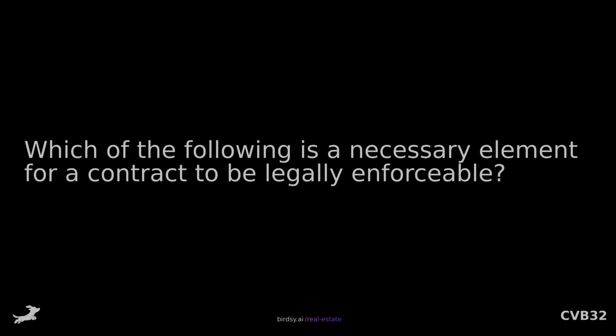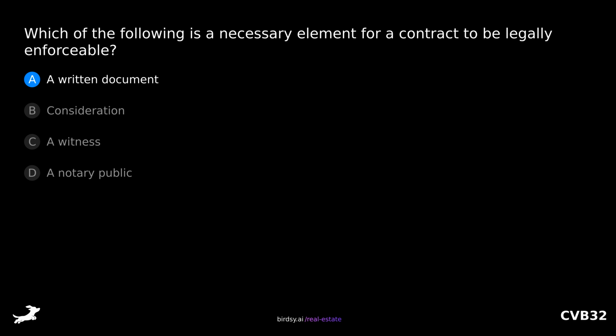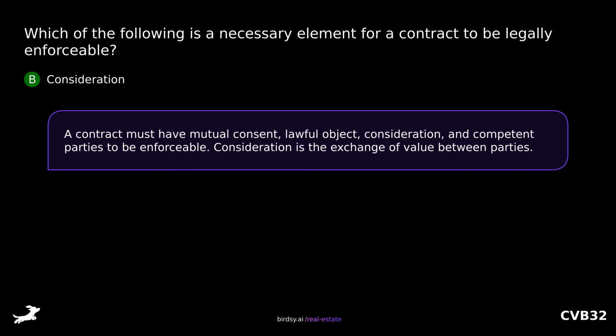Contracts. Which of the following is a necessary element for a contract to be legally enforceable? Is it A, a written document, B, consideration, C, a witness, or D, a notary public? The answer is B, consideration. A contract must have mutual consent, lawful object, consideration, and competent parties to be enforceable. Consideration is the exchange of value between parties.